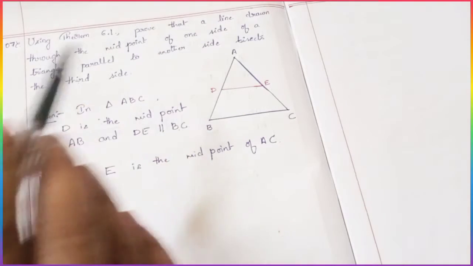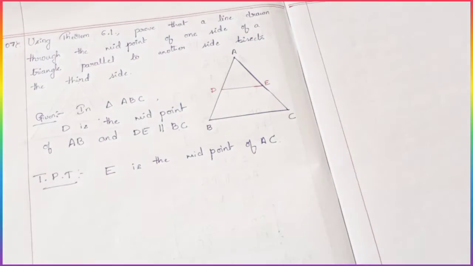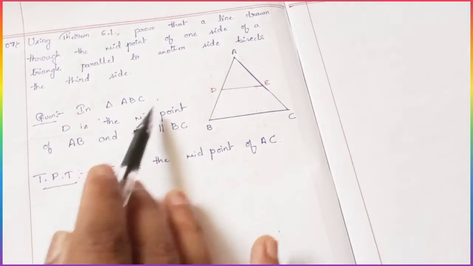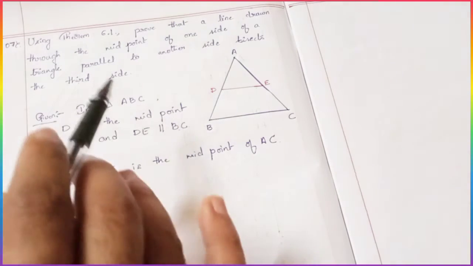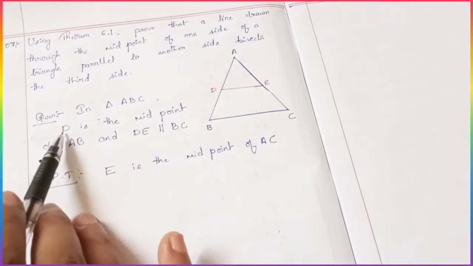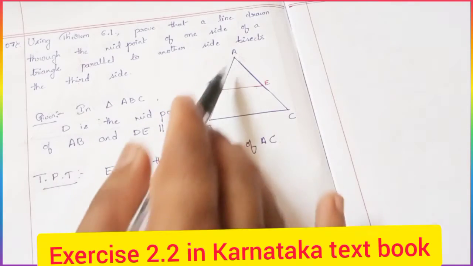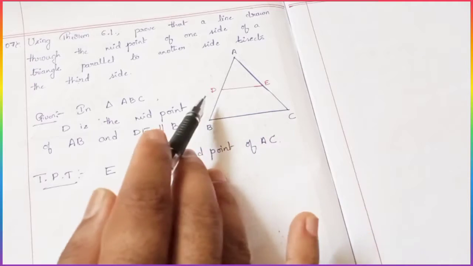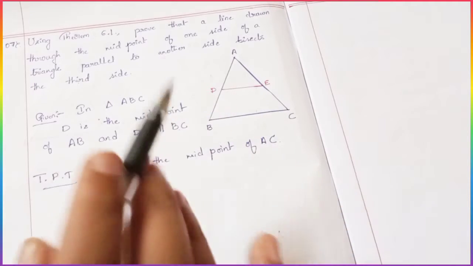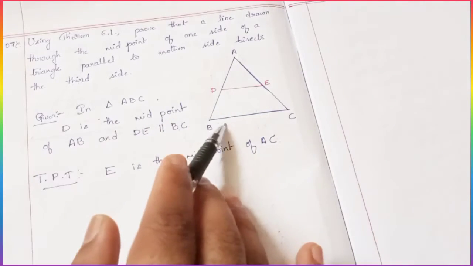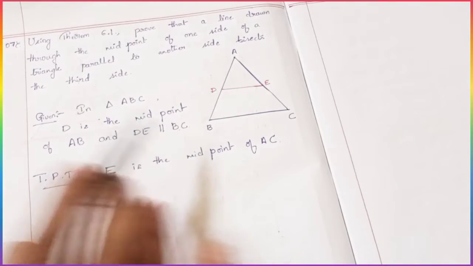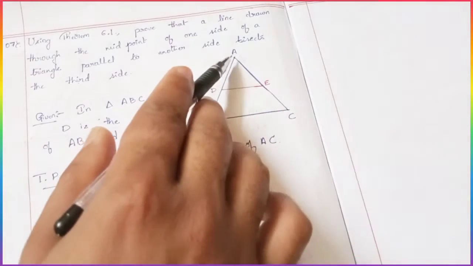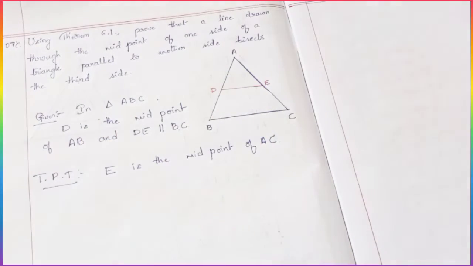Whenever we get the word prove, we need to prove it in the form of a theorem itself. So we have written the given here. What is the given? We are considering a triangle, ABC. In this triangle, D is the midpoint of side AB. And the drawn line DE is parallel to another side. Which side is parallel to DE? DE is parallel to BC. What we need to prove: E is the midpoint of AC. So we need to prove that E is the midpoint of AC.